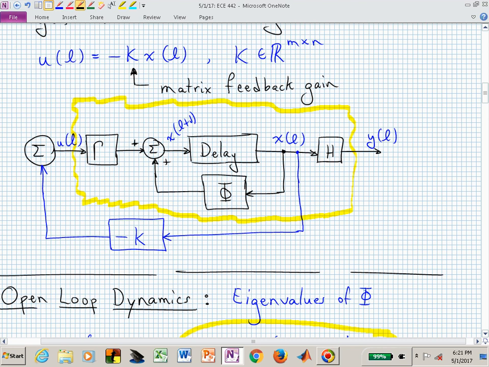So, what are we doing here that's different than what we did before? What's going on in this block diagram that might be different than what we were doing before in the transfer function-based design?